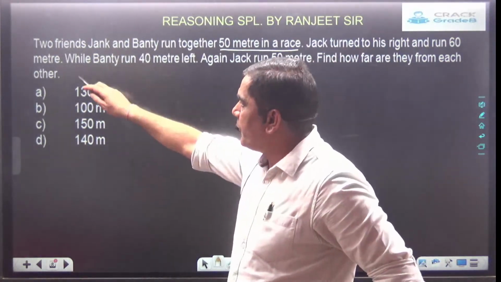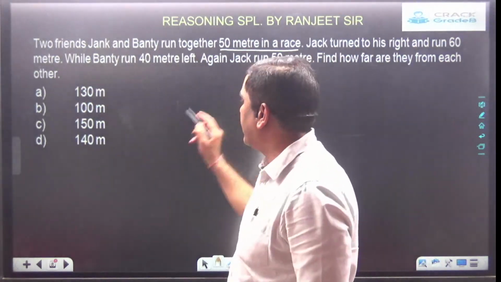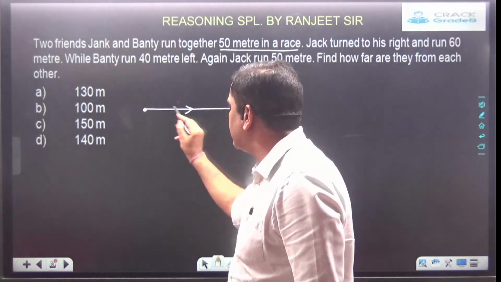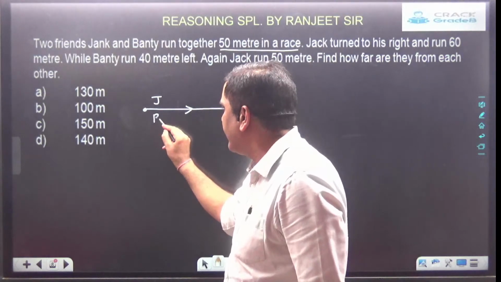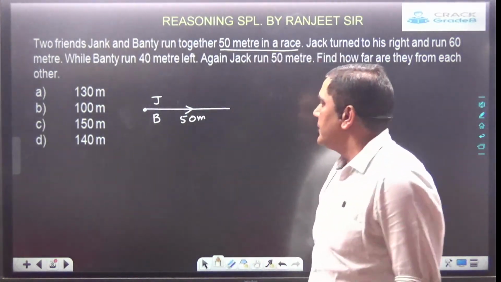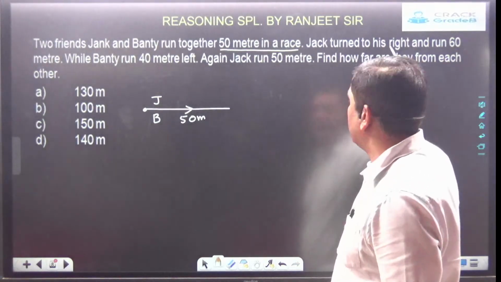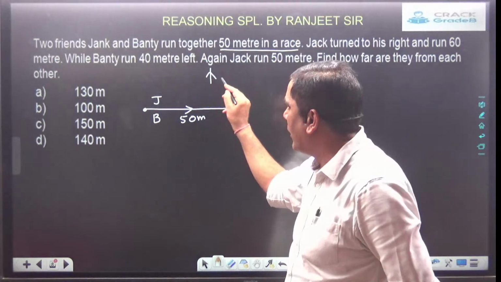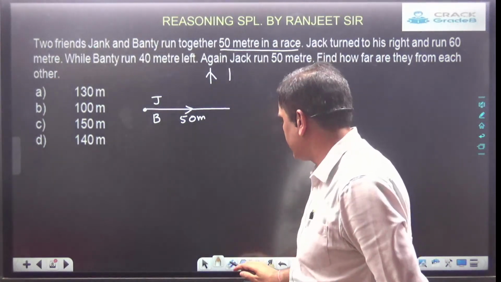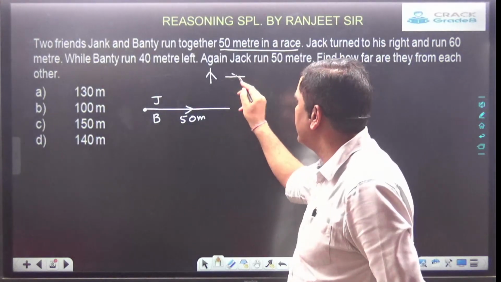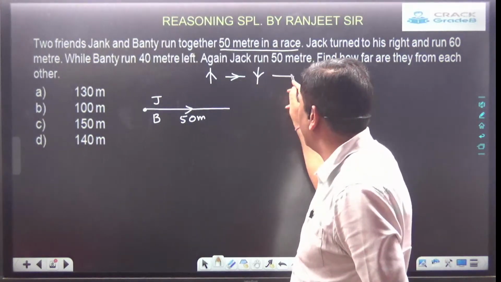They are saying two friends Jack and Bunty run together 50 meters in a race. Let's say they start from this point. So both will move in the same direction, and they have run for 50 meters. Now thereafter they are saying Jack turns to his right. Whenever you have to go for right and left, always use this one: NESW. North, second will be east, third will be south, and fourth will be west.